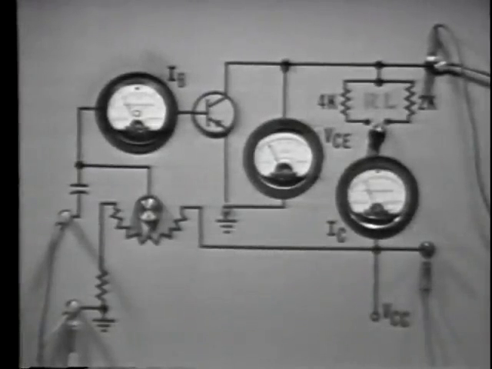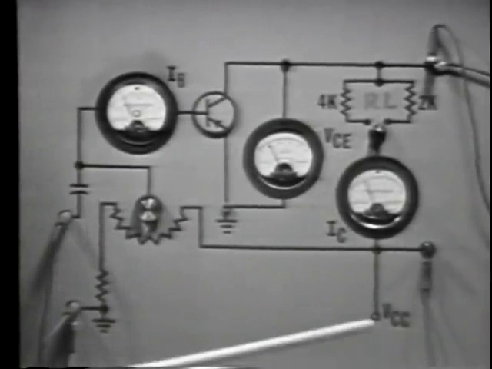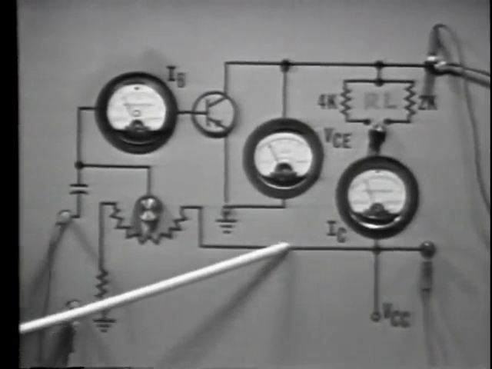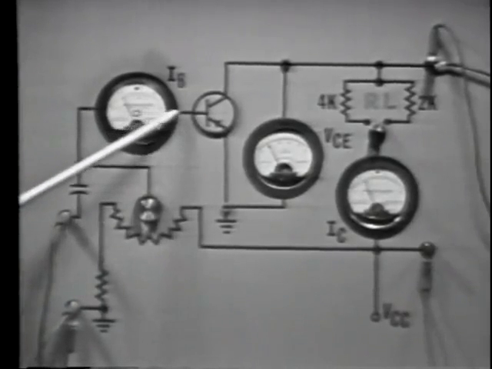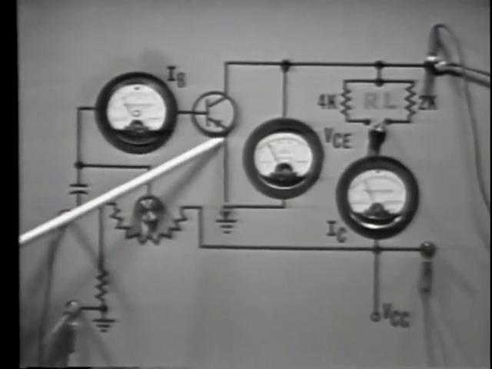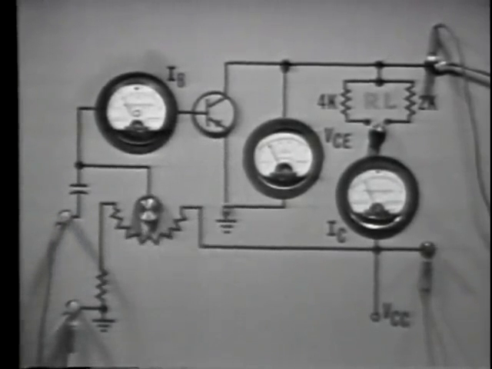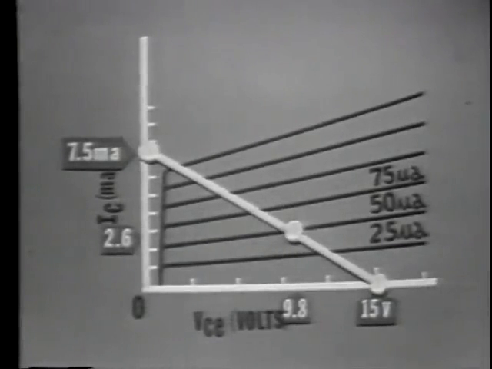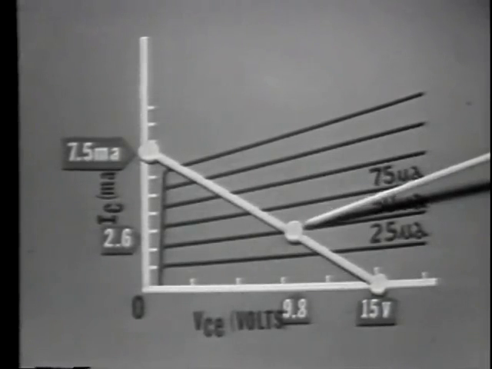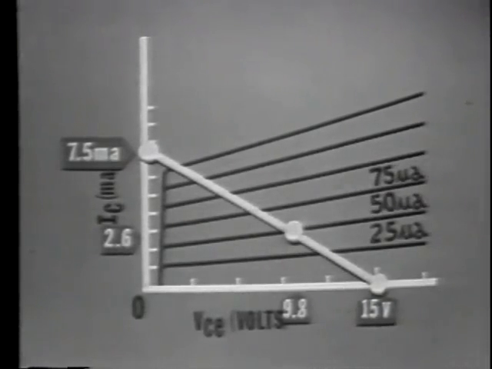So let's first identify the base current path. Base current has a path from VCC through this variable resistor to a base current meter to a base to emitter resistance of 4K ohm to ground. The base current meter is reading 50 microamps. On this graph, 50 microamps intersects the load line here. This is the operating point for this circuit.